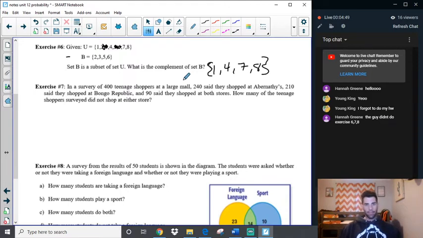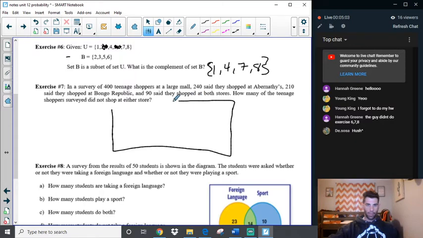Okay, and then 7 and 8 kind of piggybacked off of that, but it was a little bit different. So it says, in a survey of 400 teenage shoppers at a large mall. If I'm going to make a box here, basically 400, those are all of the students that they talked to. Whatever that is, said that they shopped, there were 240 people shopping there. So right here, we would put 240. I'm not going to put that inside, and you'll see why in a second.